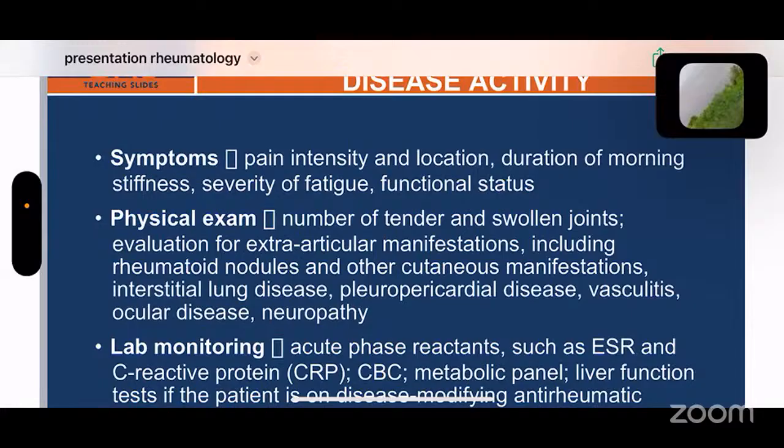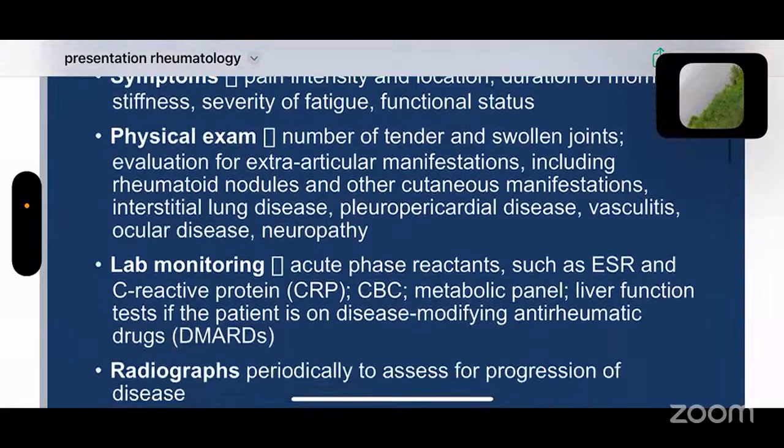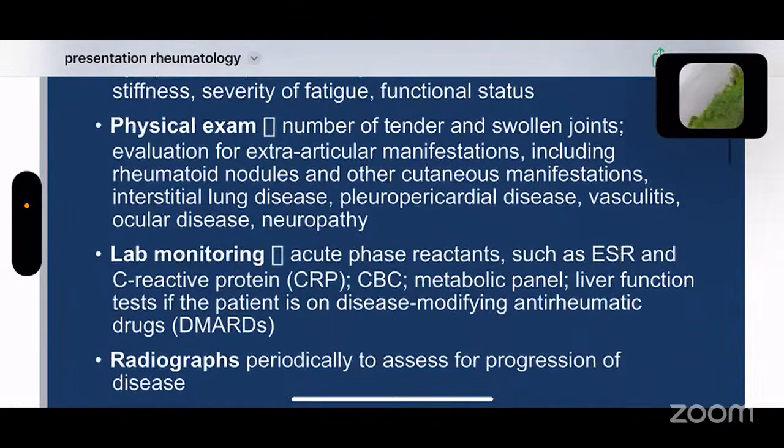activity of life. In the physical examination, we must note the number of tender and swollen joints, and evaluate for extra-articular manifestations, including rheumatoid nodules and other cutaneous manifestations, interstitial lung disease also, pleural and pericardial disease, vasculitis, ocular disease, and neuropathy. After that, we will do investigation and lab monitoring.